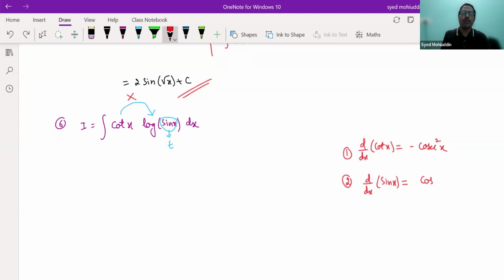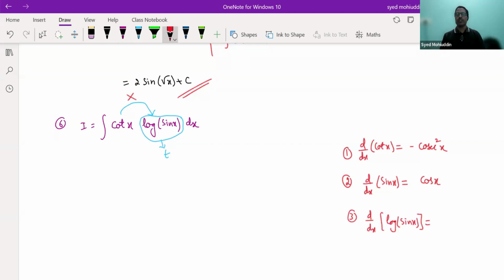The next possibility is, can we take the entire expression to be t? In that case, what happens if we try to differentiate? Log will give 1 by sine, and differentiation of sine will become cos. Cos by sine will be cot. So that is a possibility. So three different cases are there. The third case that you have over here is d by dx of log of sin x.